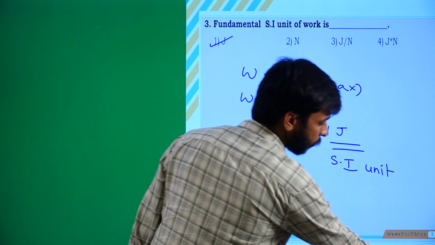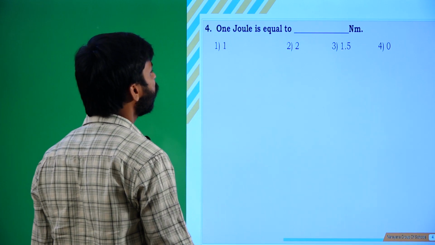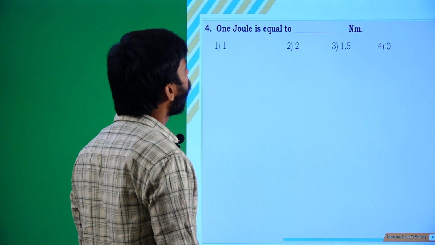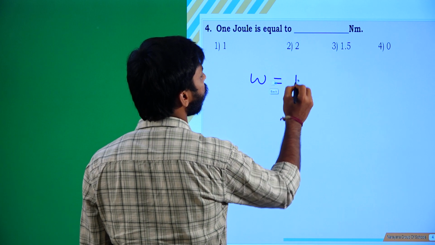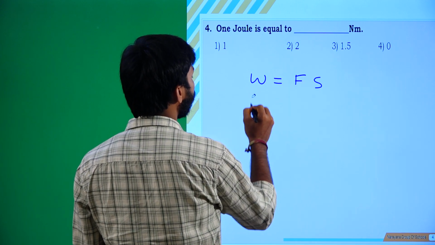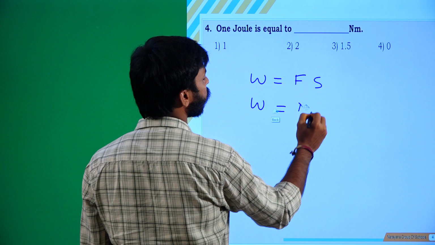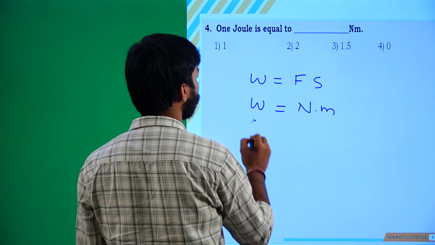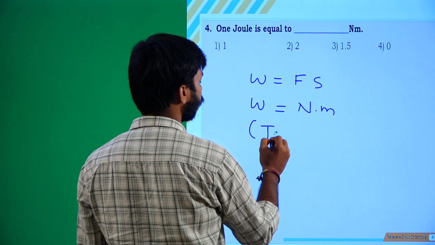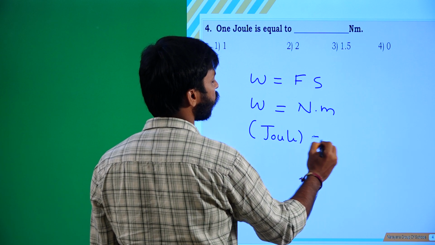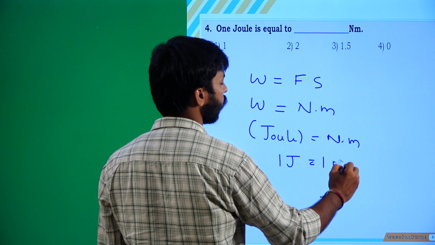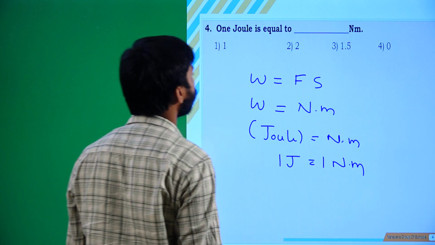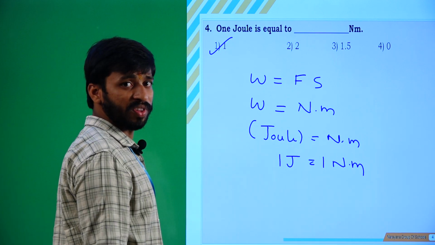And next, the fourth question: 1 joule is equal to how many newton meters? Already we discussed that W is equal to F S, so W is equal to newton into meter. Already we know that joule is equal to newton into meter. So 1 joule is equal to 1 newton meter. So the first option is the correct option.